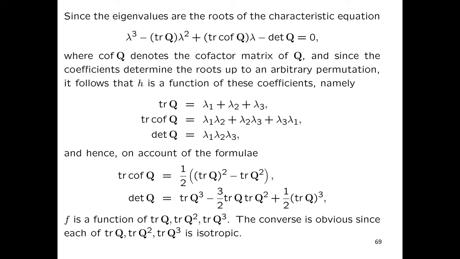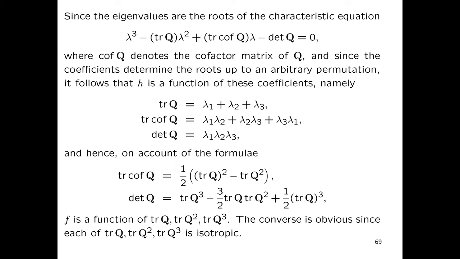And since the coefficients determine the roots up to an arbitrary permutation, that means that H is a function of those coefficients. Okay, so, the coefficients of this: trace Q, the trace of the cofactor of Q, and the determinant of Q is the product. And then you can write all these things in terms of trace Q squared and trace Q cubed.